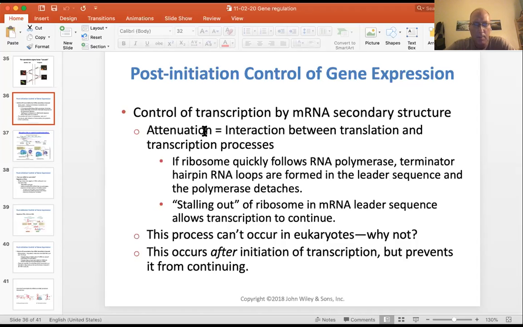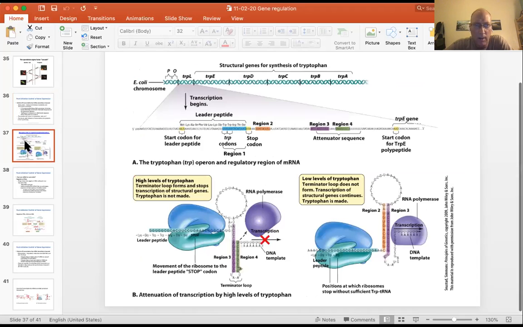So translation, remember, can get started as soon as the region of the messenger RNA that interacts with the ribosome, in other words, the ribosome binding site and the start codon, are exposed. And RNA polymerase can still be working downstream of that. And so the ribosome can actually interact with this, okay? So this sort of explains how it happens, but I want to actually show you this process here first, okay?